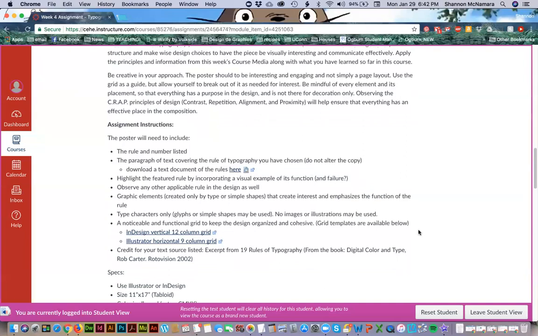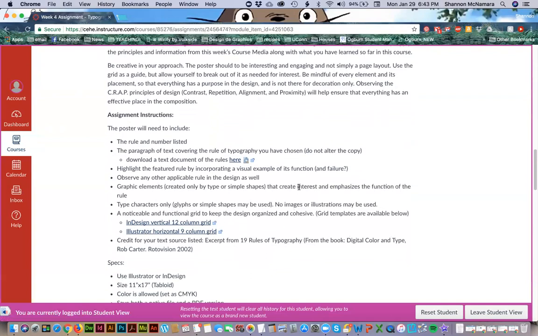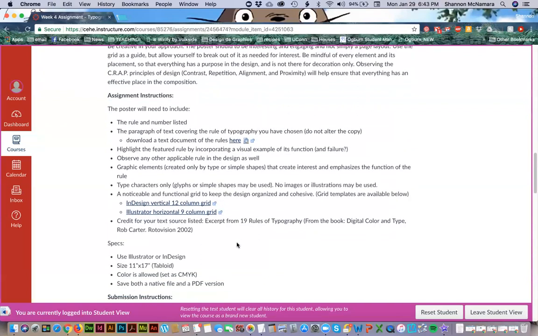You need a noticeable and functional grid to keep the design organized and cohesive. There are actually grid templates available below. Here's an InDesign template and an Illustrator template. You also need credit for your text source listed: Excerpt from 19 Rules of Typography from the book. So you'll need to add this credit to your piece.